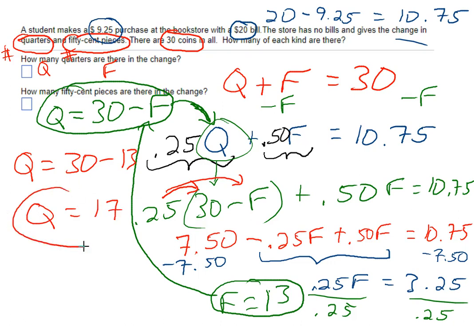All right, so 17 quarters, 13 50-cent pieces. That's 30 coins altogether. And if you work out the value of it, if you have 17 quarters and 13 50-cent pieces, it should add up to $10.75. Make sure you type the correct one into the correct box. So the first one it asks for is the number of quarters. And so you want to make sure you type that into the first box. So Q is 17. So we'll put 17 in the first box, 13 in the second box.